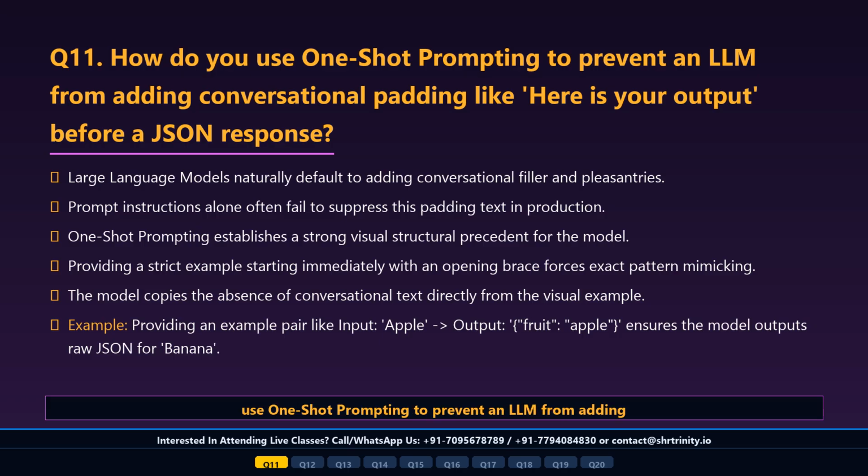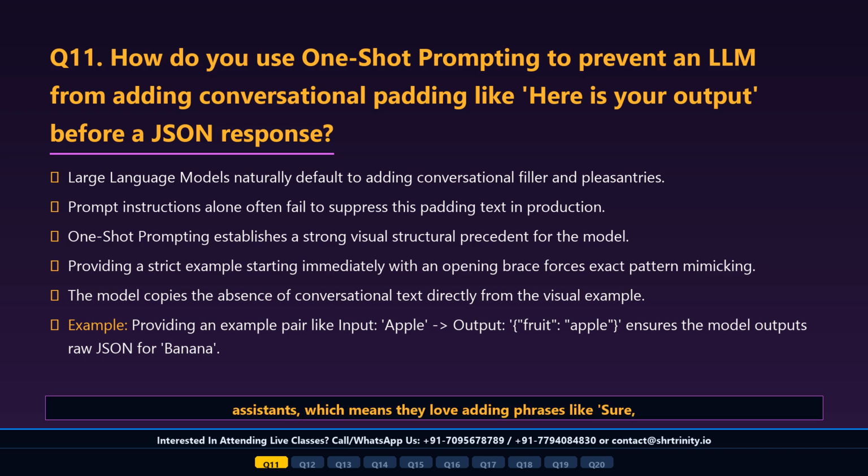How do you use one-shot prompting to prevent an LLM from adding conversational padding like, "Here is your output," before a JSON response? Let's talk about one of the most common frustrations when working with large language models in production: conversational padding. By default, LLMs are trained to be helpful chat assistants, which means they love adding phrases like, "Sure, here is your JSON response," right before giving you the actual data payload. If you are building an automated API pipeline, that extra text breaks your JSON parser immediately.